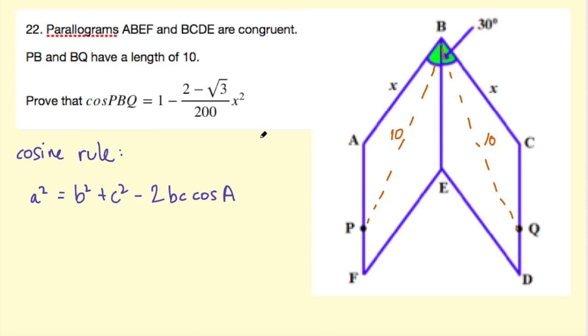So let's talk about some problem solving technique here. It says prove that cosine of PBQ equals 1 minus (2 minus root 3) over 200 x squared. It doesn't say use the cosine rule, but when you see the cosine of PBQ, then hopefully you're thinking, I need the cosine rule here. Let's see if we can use that somehow.